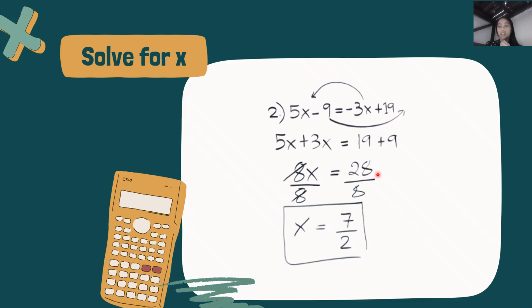So by simplifying the fraction, we get the solution x is equal to 7 over 2.